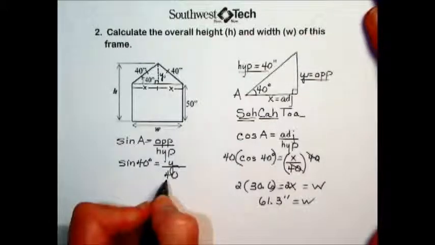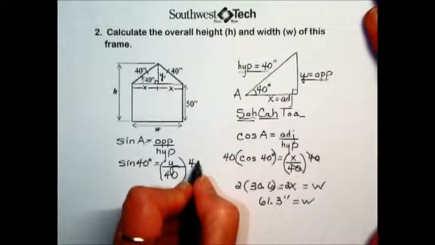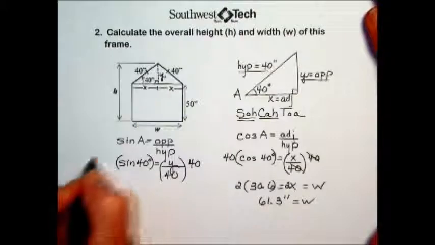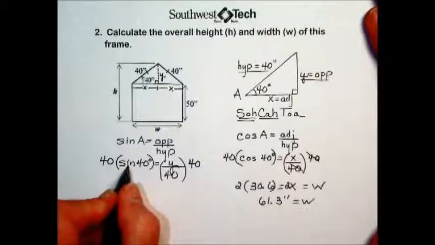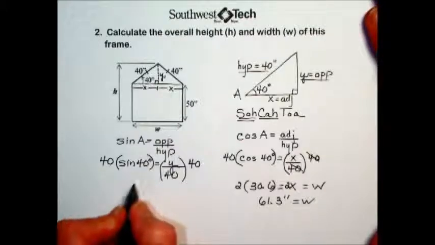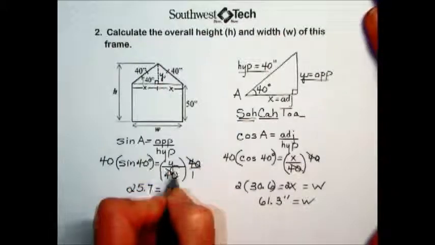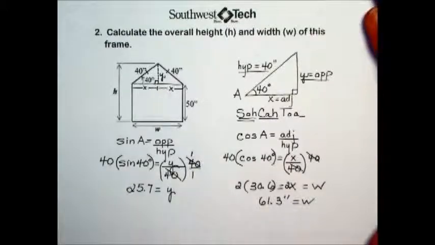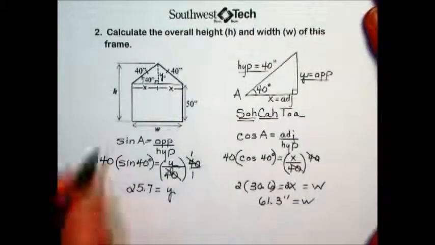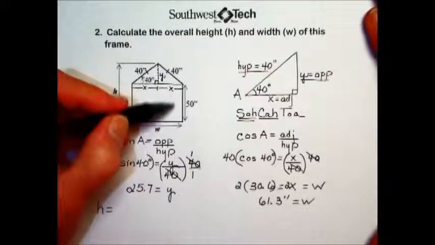Solving for Y, since it's being divided by 40, we'll undo that division with a multiplication, and maintaining equality, we will multiply both sides by 40. Simplifying on the left-hand side, using your calculator, 40 times the sine of 40 gives us a value of 25.7. The 40s will cancel out since 40 divided by 40 is equal to 1, leaving us with Y having a length of 25.7.